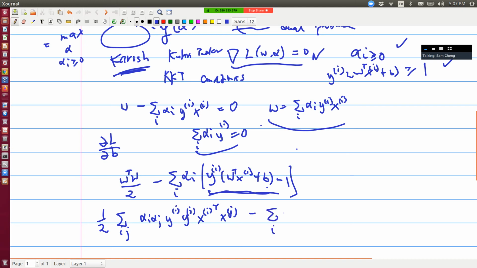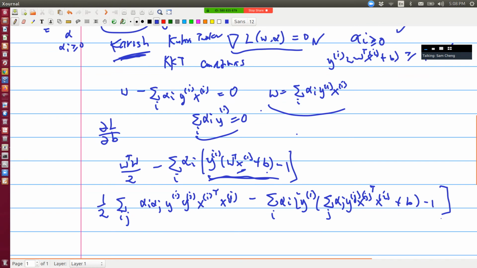And then I have alpha_i y_i times W transpose, which is the sum over j of alpha_j y_j x_j transposed, times x_i plus b, minus 1. It looks pretty ugly, but trust me, this has i, j, so the summation can be pulled back here. I have alpha_i alpha_j x_i transpose x_j. Basically this term and this term are the same, so I just cancel it out, and I have minus one half sum over i, j of alpha_i alpha_j y_i y_j x_i transpose x_j remaining.